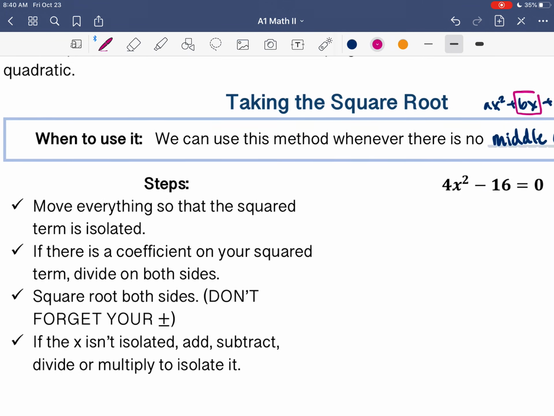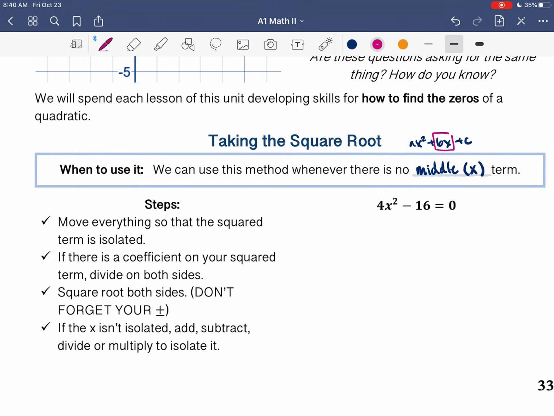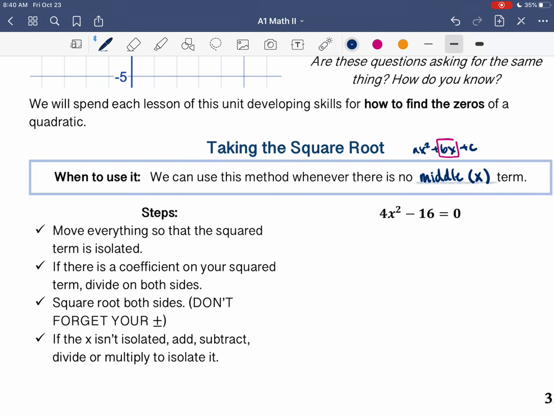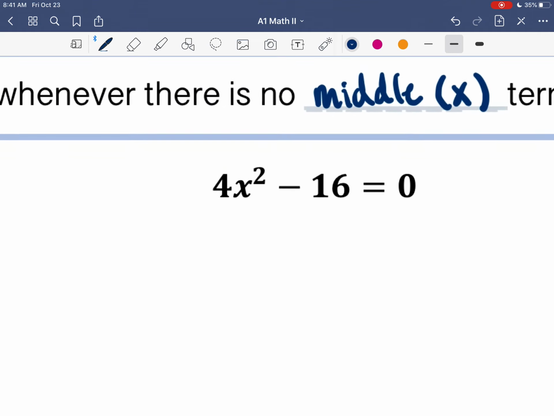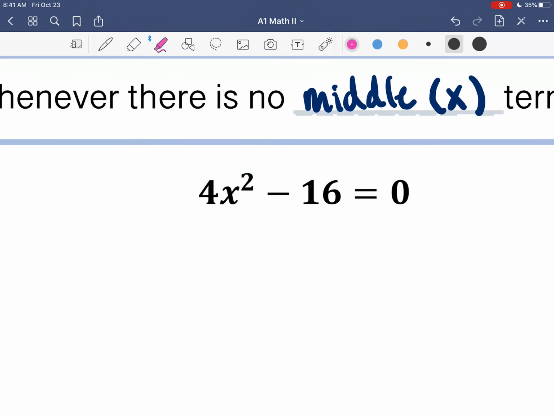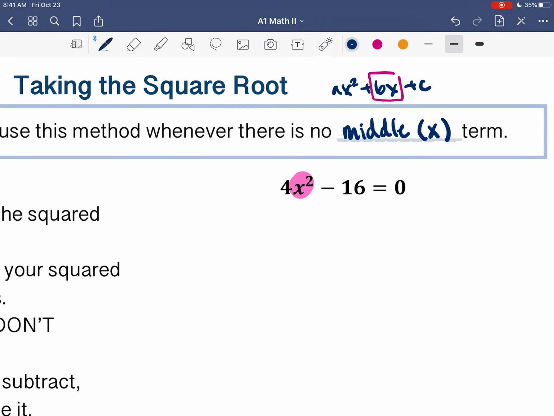We do have our steps over here. So if you're looking back at this later and you're trying to solve a new equation, try following these steps to get to your answer. On this one, our first step says move everything so that the squared term is isolated. So what we mean by that is, in this equation, I want just this all by itself, which takes a little bit of moving stuff around.